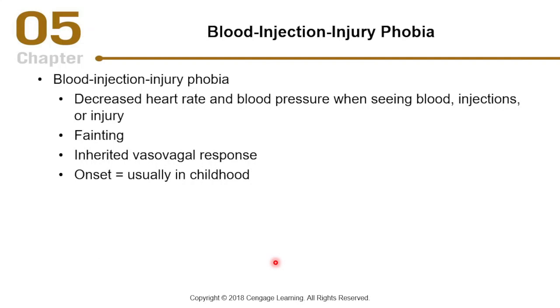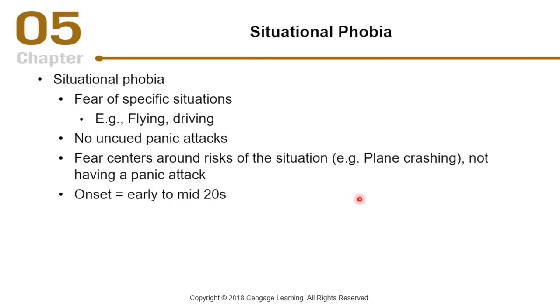Now, this one is a very specific phobia. This is the blood injection injury type phobia. This is what we saw in Judy's case in the first chapter. This is hers. So there are somatic or physical symptoms like decreased heart rate and blood pressure when seeing blood, injections or injury. And then there is also fainting and an inherited vasovagal response. Usually it takes place in childhood, or it develops during the childhood stage.